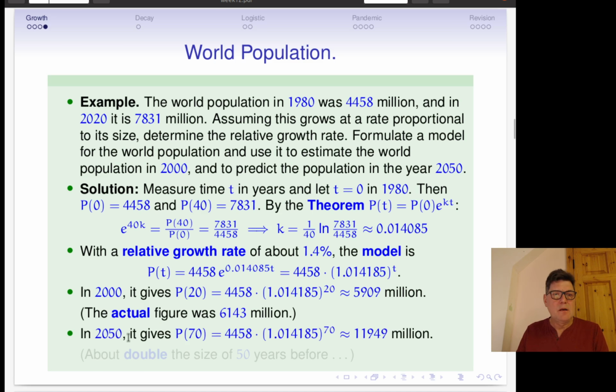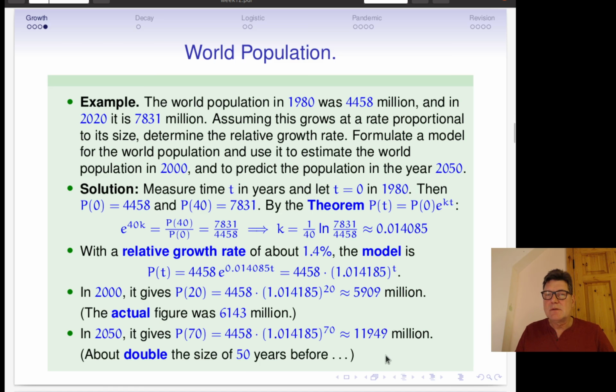For 2050, this gives p evaluated at 70. 2050 is 70 years away from time 0, which we set in 1980. So we substitute 70 for t in the formula, and this gives 11.9 billion. Roughly twice as much as 50 years earlier. Again, confirming this observation that it doubles every 50 years.